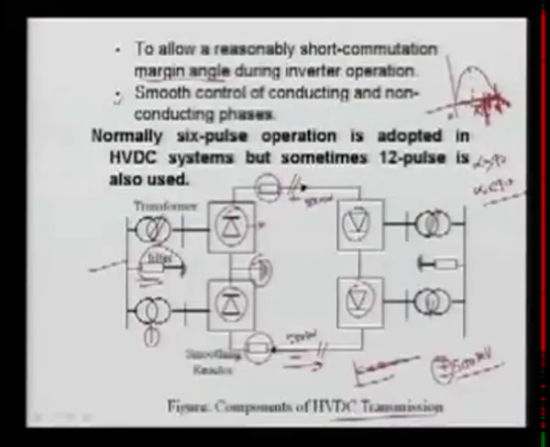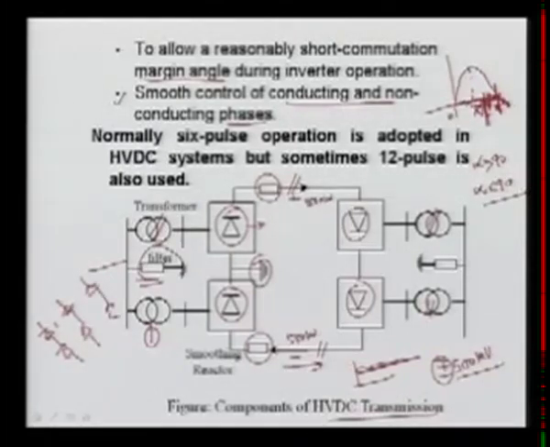Another requirement is smooth control of the conduction and non-conducting phases from one valve to another, because we always use the bridge converter. As I said, here it is a bridge converter. Shifting from, let's suppose, valve 1 to 3 to 5 should be smooth, it should not jump, otherwise there will be transients.